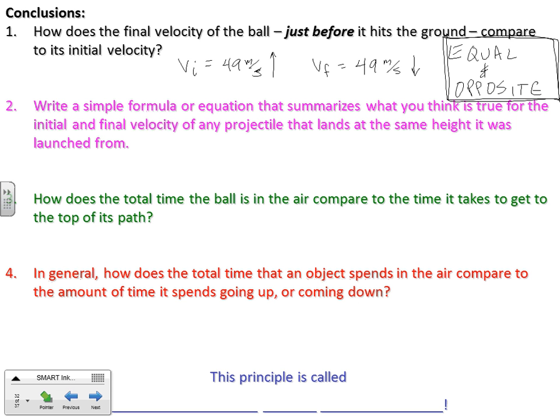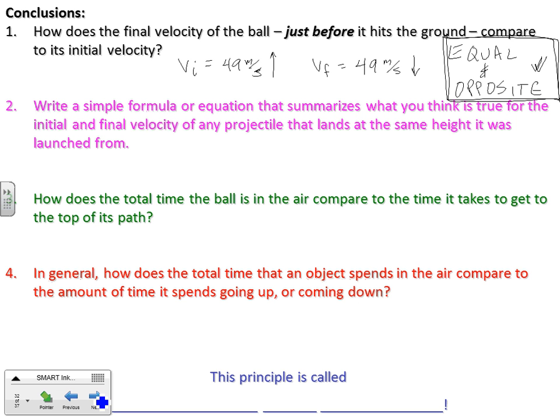Now, a simple equation that summarizes what's true about VI and VF. Anyone come up with that equation? What about you, Rachel Signore? This is ridiculous, asking questions like this.